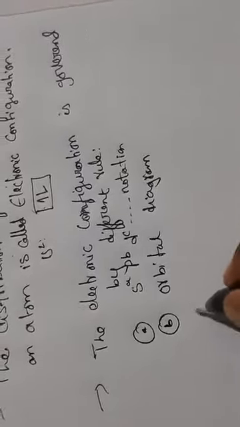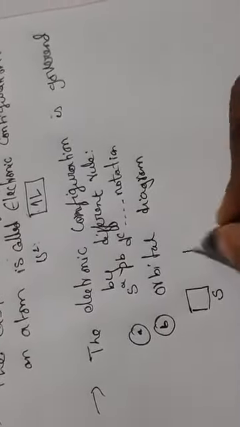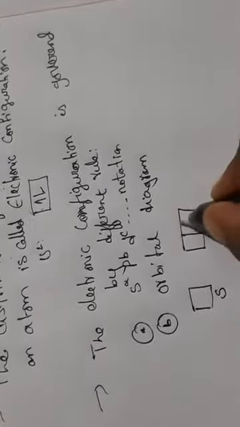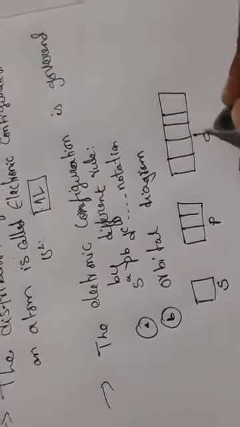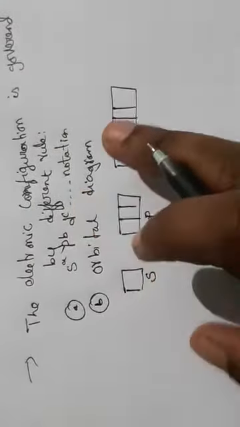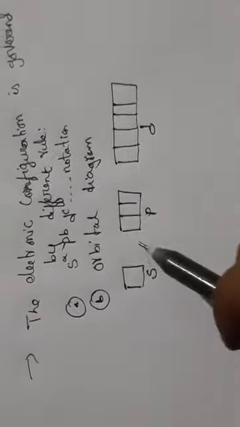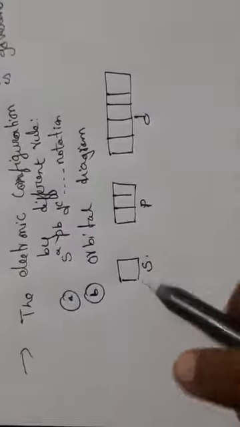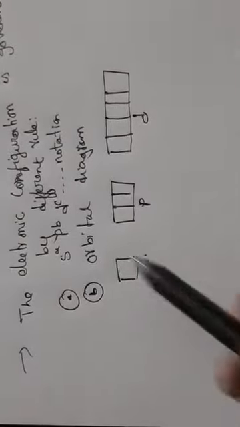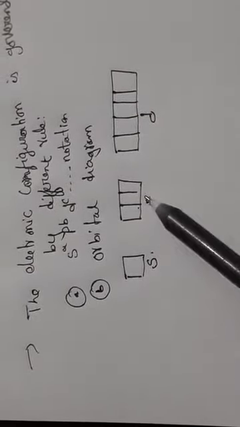Coming to s block elements, this is one orbital, one subshell. Coming to p, it is having 3 orbitals. Coming to d, it is having 5 orbitals. So in the first notation, the subshell is represented by the letter symbol and the number of electrons present in the subshell is written as a superscript, like a, b, c. Here a will have 2 electrons, b will have 3 electrons, c will have 10 electrons, like that.